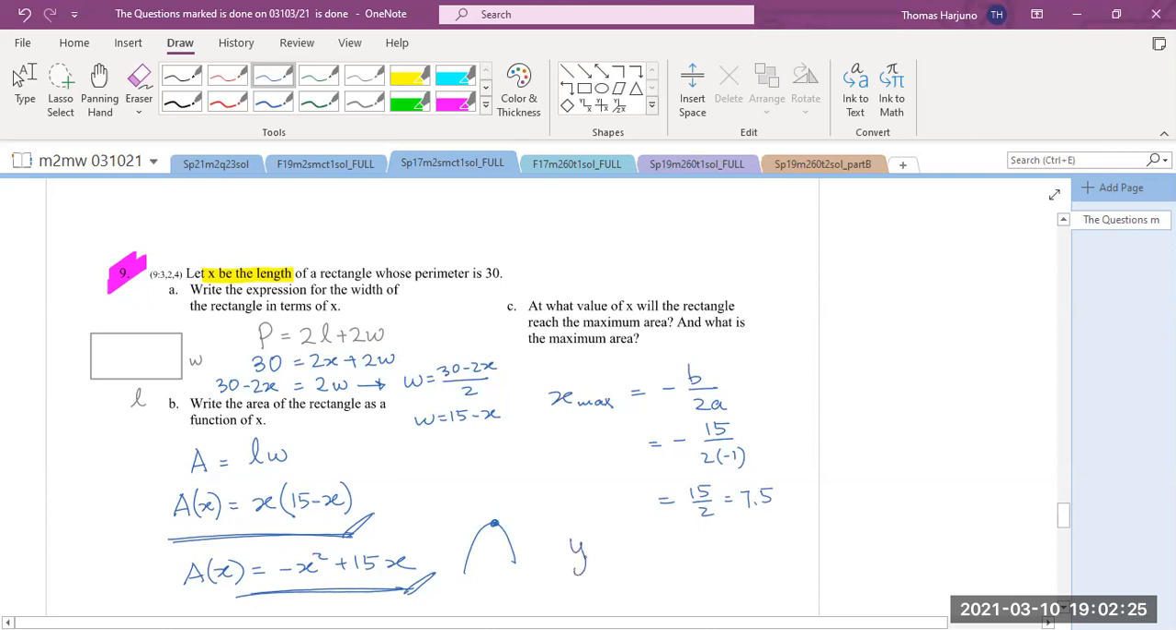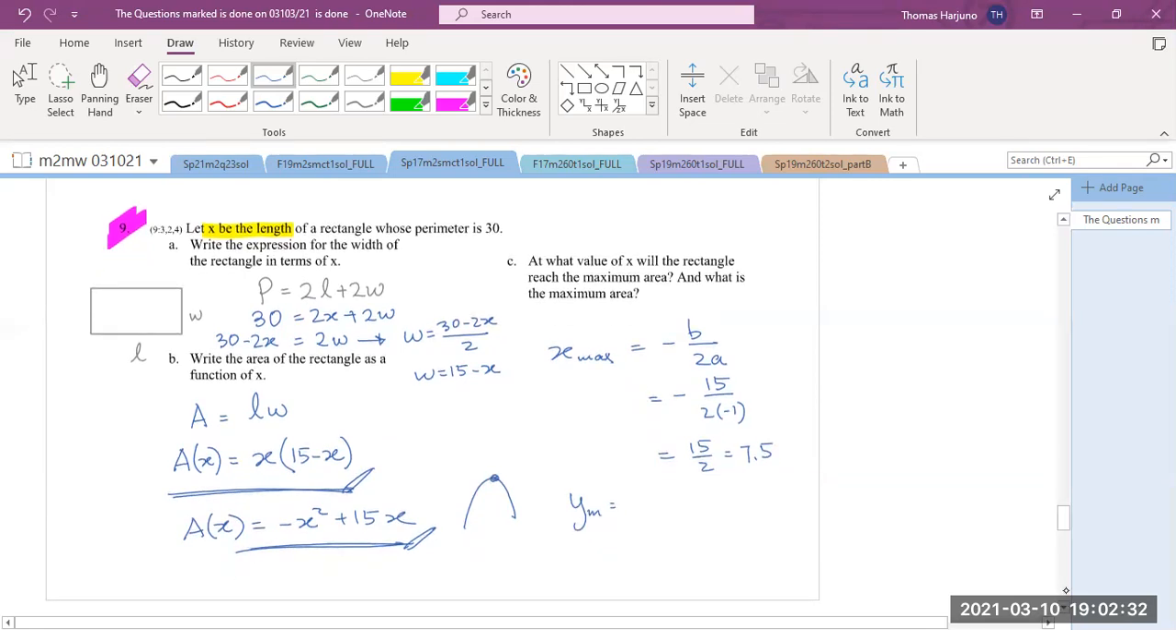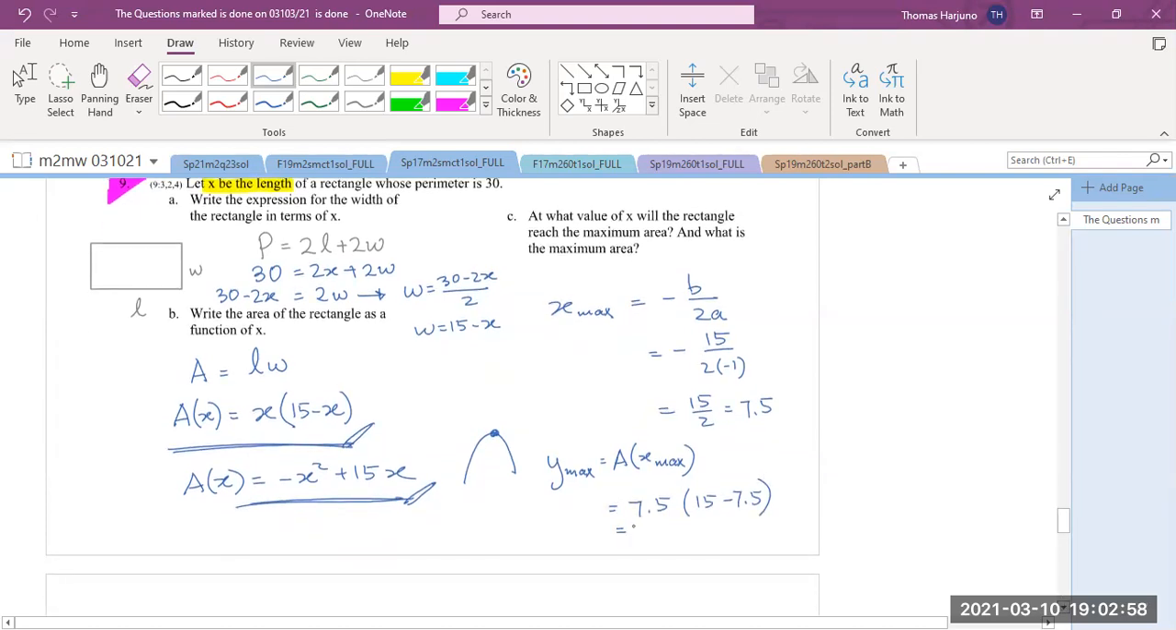How about the y maximum? Y maximum is either you plug that 7.5 in, which I think is what I will do. Okay, area maximum. So the y. That's right. Y maximum is the area when x reaches the value that gives us the maximum. That's 7.5 times 15 minus 7.5. That is actually 7.5 squared. Then I use my calculator. I get 56.25. That's maximum area.